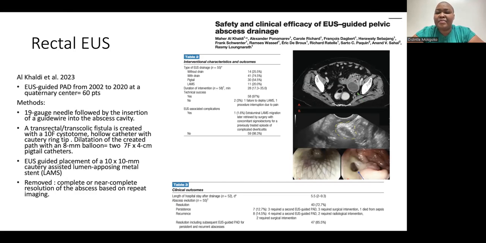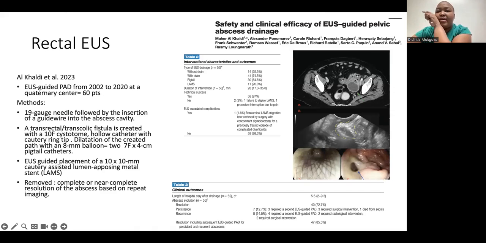And then they evaluated the patients at 36 hours post EUS drainage. They did a CT scan and evaluated if it was draining, if there was any mal-deployment of the stent, if the abscess was getting smaller, if there was any new abscess or free perforation. And then the stents were only removed when there was complete or near complete resolution of the abscess on repeat imaging. That was on average about at the 2 to 3 week mark.